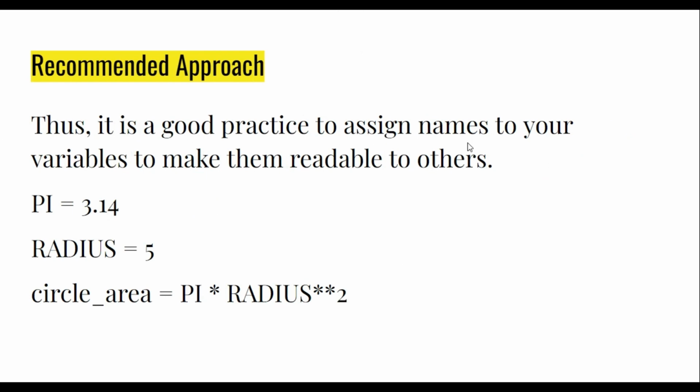It is good practice to assign names to your variables to make them readable to others. Because of this your code is easy to understand. Readable means easy to understand. So what I have given here: pi is equal to 3.14, radius is equal to 5, and area of circle is, we know the formula, pi r square. That means first it will calculate the square of the radius, then it will get multiplied by the pi value.